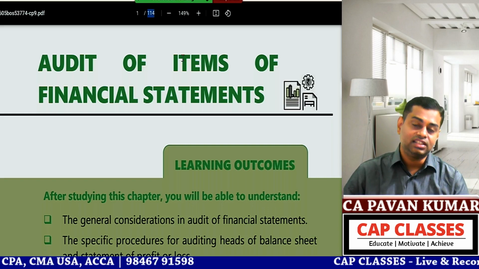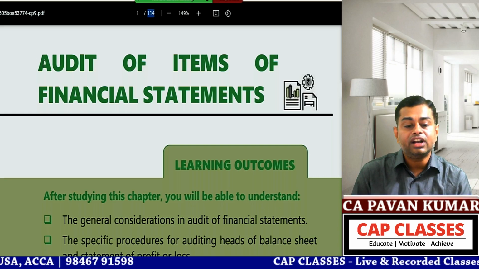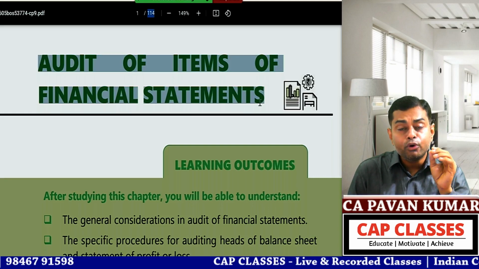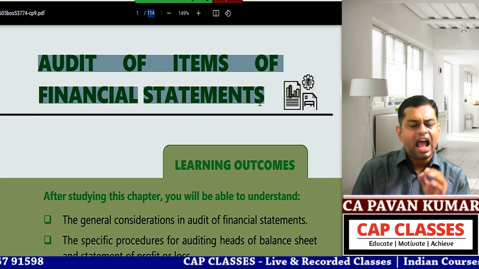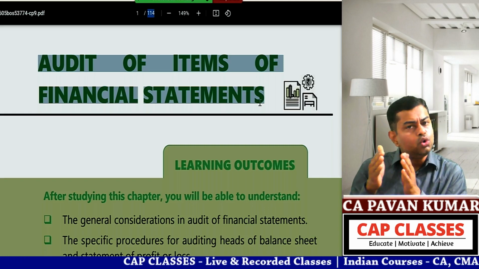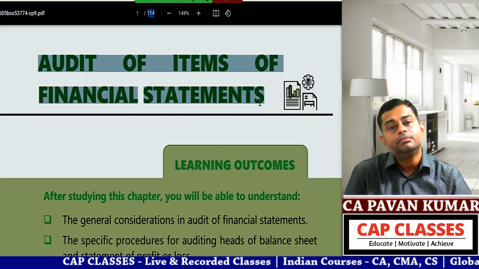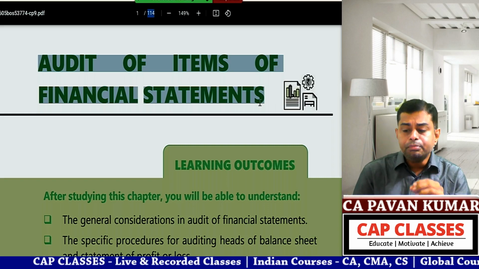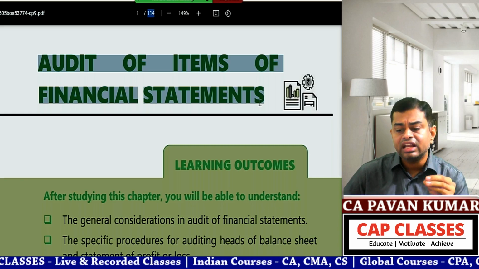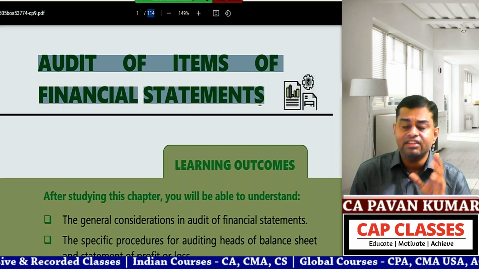But the good news is, this particular chapter, audit of items of financial statements, remember, you do not need to reproduce verbatim, as it is, whatever is there in the ICAI study material, in the exam. For example, they asked you, how do you verify rents paid? They asked you, how do you verify rents received?